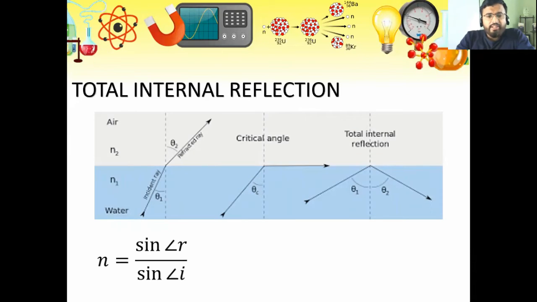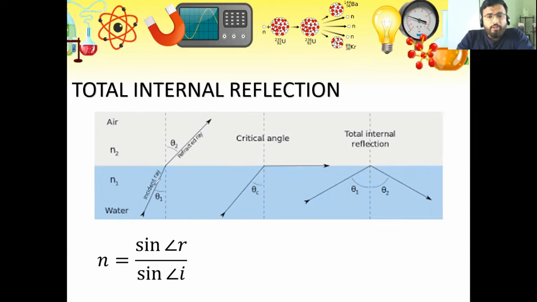The angle of incidence and angle of refraction will be switched in the formula of refractive index above the critical angle, that is, in total internal reflection. So in normal cases, the angle of incidence is in the numerator while the angle of refraction is in the denominator. However, above the critical angle, the formula gets reversed for refractive index.